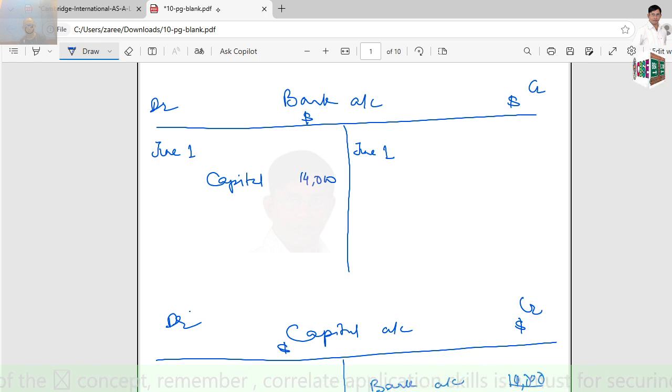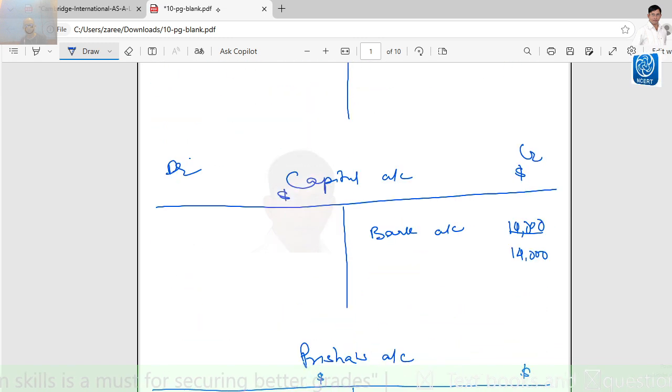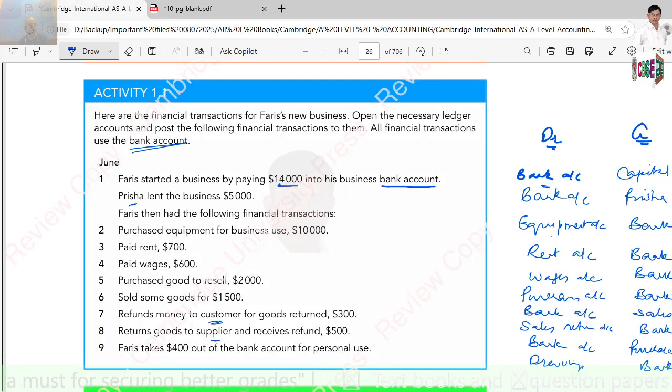So this will come here. Bank account is debited with capital. This is known as completion of the entry. Complete entry. Okay, the entry is complete. So when we write here, the entry is complete. So next, what is the next entry?